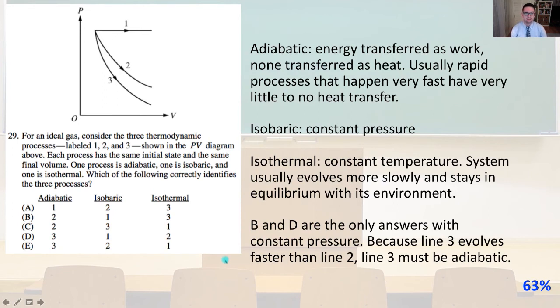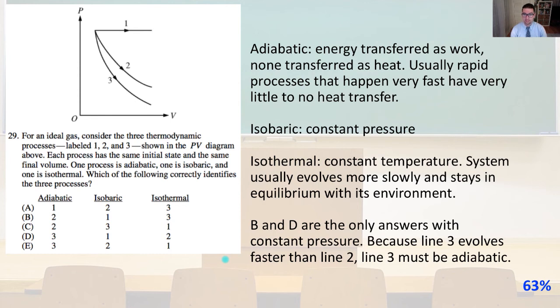29. For an ideal gas, consider the 3 thermodynamic processes labeled 1, 2, and 3, shown in the PV diagram above. Each process has the same initial state and the same final volume. One process is adiabatic, one is isobaric, and one is isothermal. Which of the following correctly identifies the 3 processes?